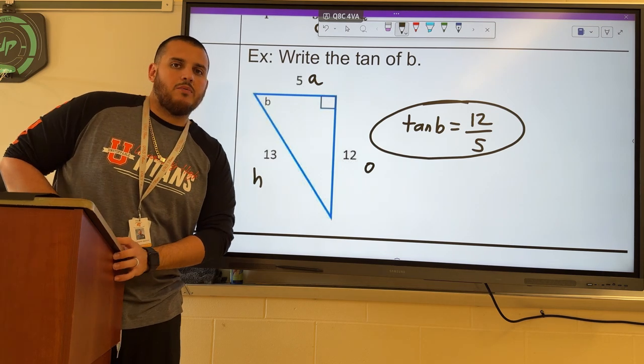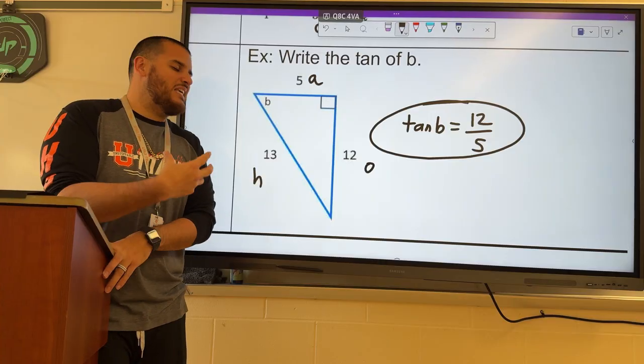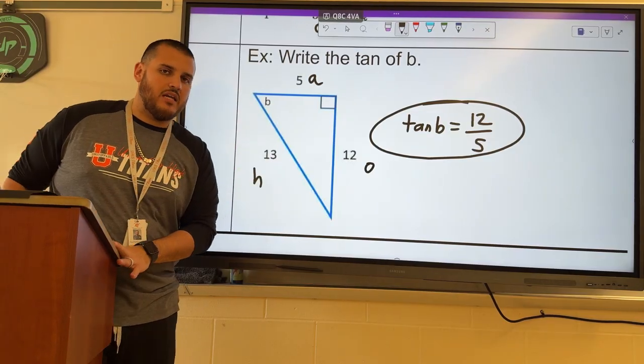Guys, this wraps up our lesson for writing trig ratios. In our next lesson, we're gonna do even more with these ratios. We're gonna start solving for stuff, which becomes very interesting and very new.